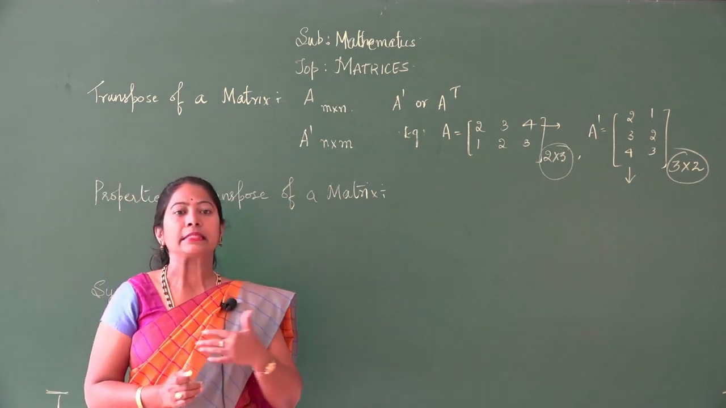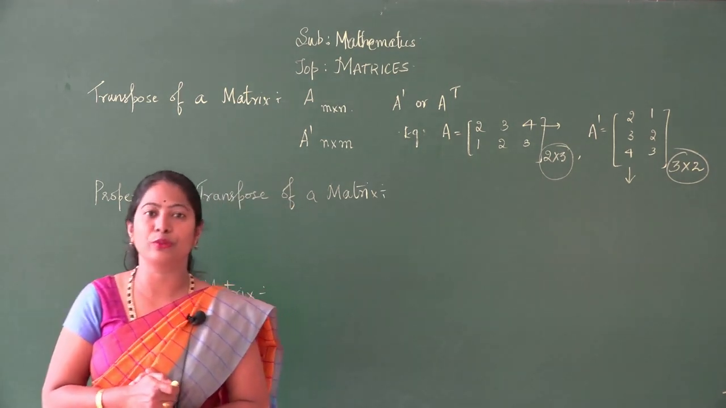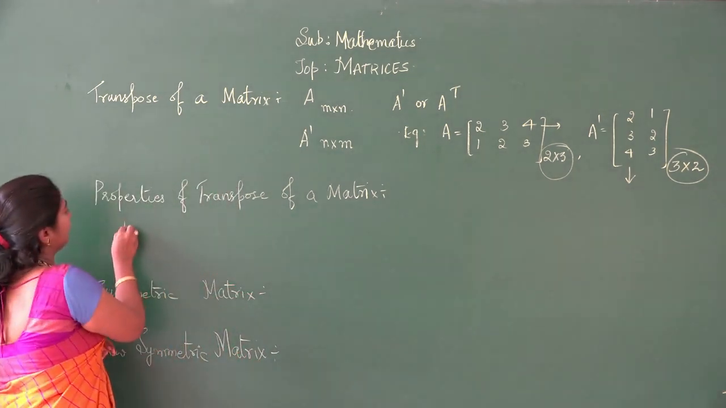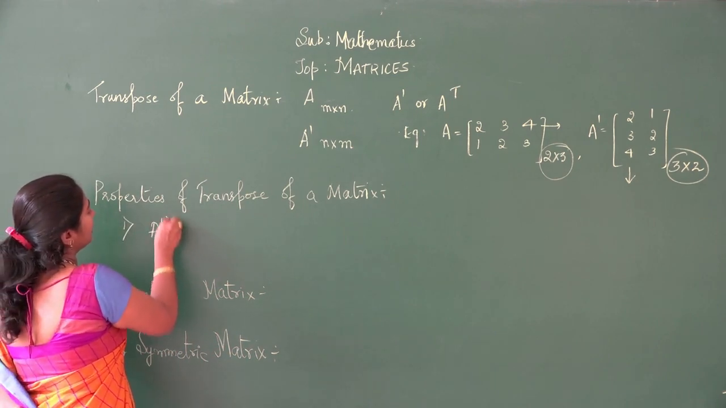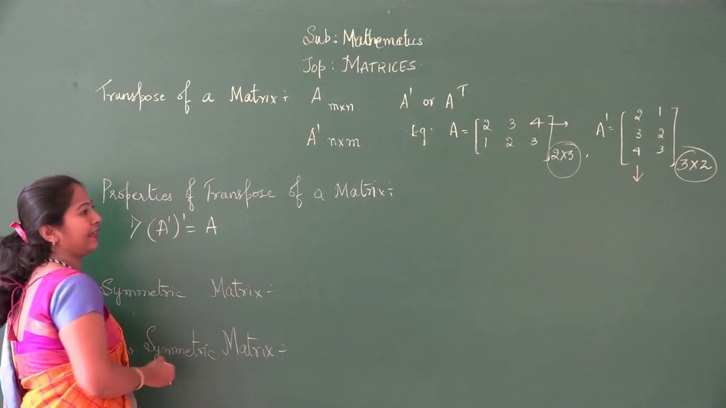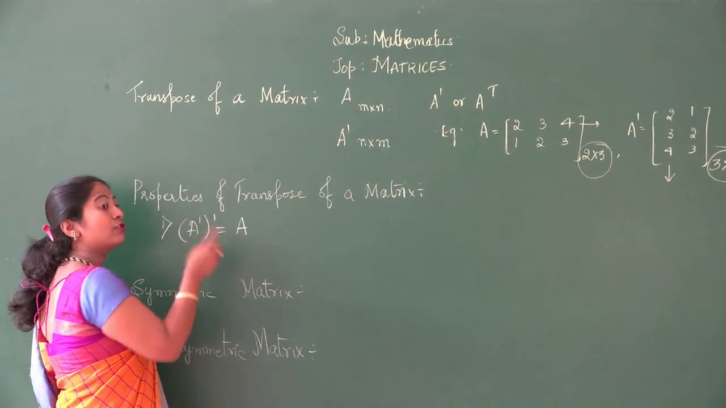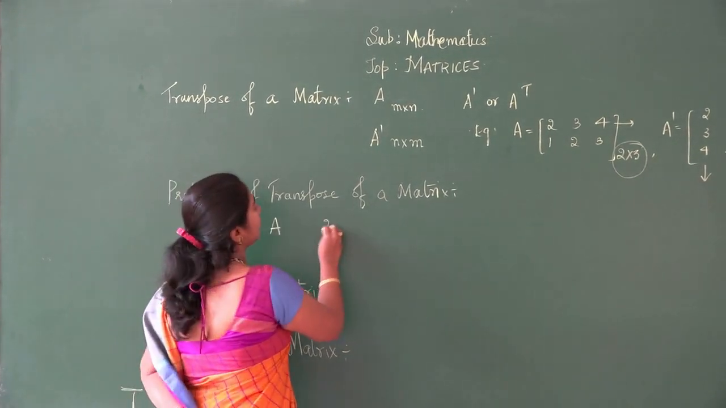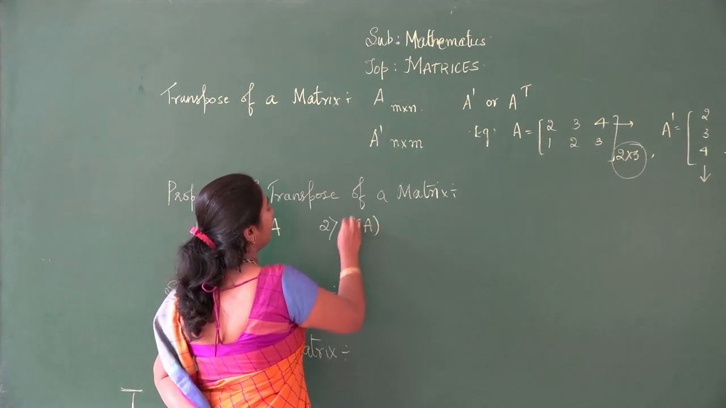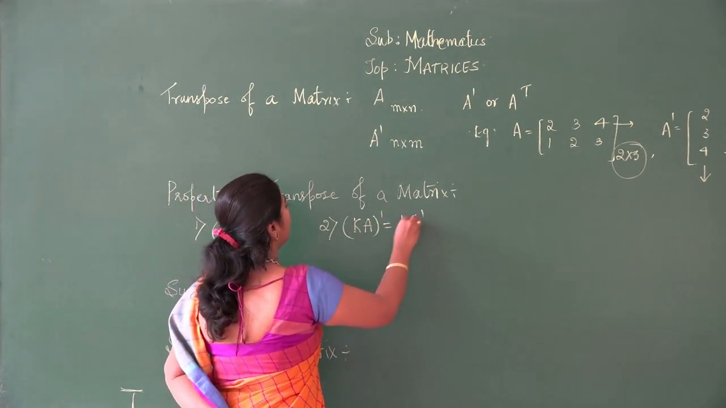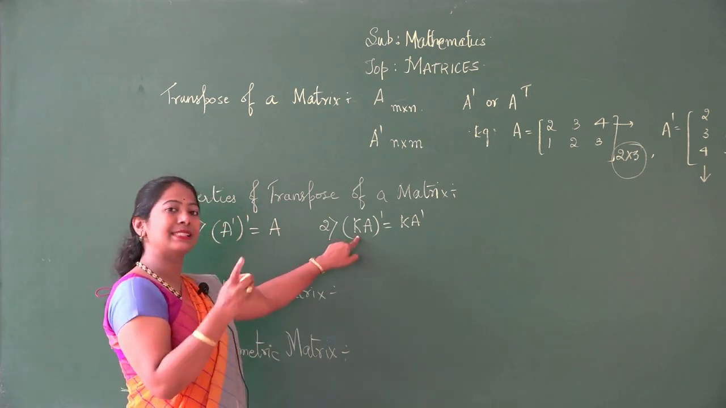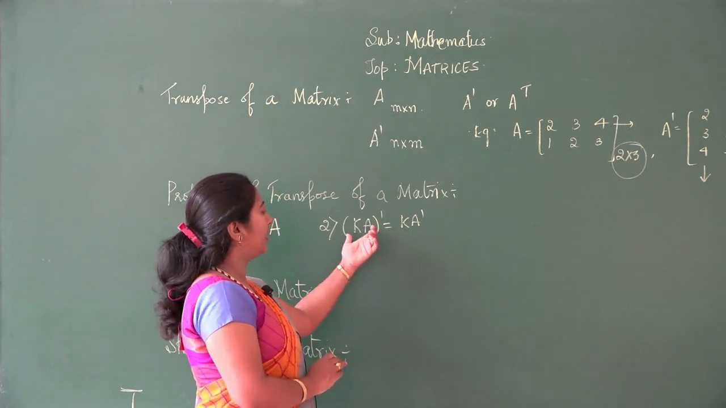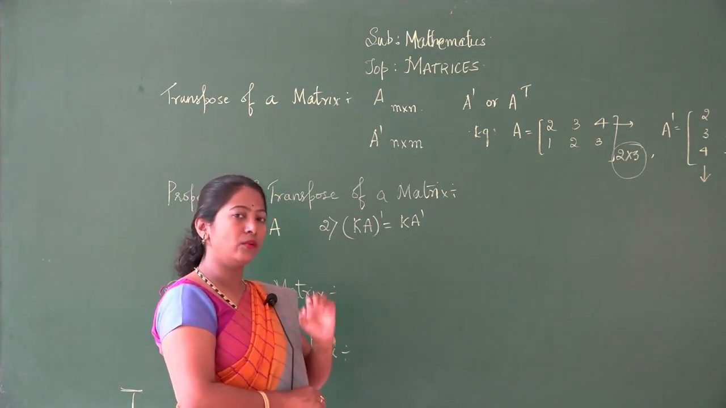Moving on to the next topic, properties of transpose of a matrix. The first property of transpose of a matrix is A transpose, the whole transpose, is nothing but A. When you transpose the transposed matrix, you will get back the original matrix. Second property, K into A whole dash can be written as K into A transpose. What is K? As I said in the previous session, it is a scalar constant. So taking out the constant, we can write K A the whole dash is equal to K into A dash.